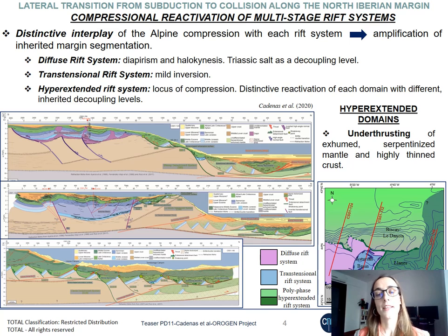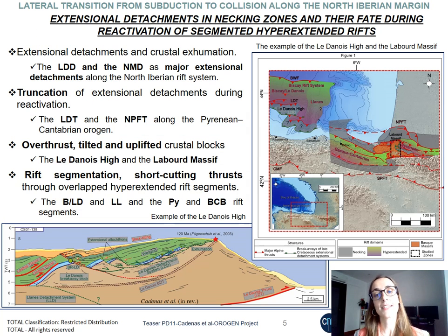On the contrary, the hyperextended rift system localized the compression distinctively. Underthrusting of exhumed mantle and highly thinned crust focused most of the compression, while necking domains acted as local buttresses or were uplifted and rotated. The last is the case of the Ledanoa High offshore in the central North Iberian margin and the Labourd Massif onshore in the Basque Pyrenees.